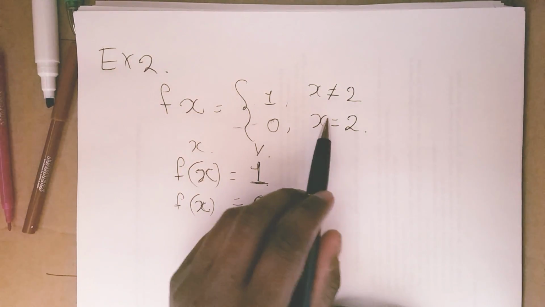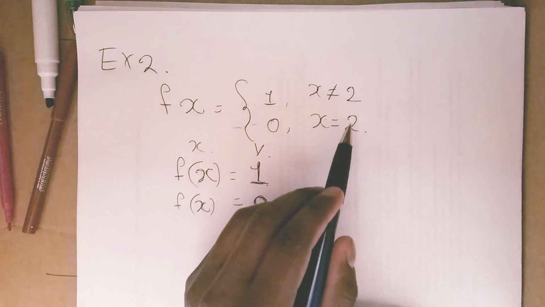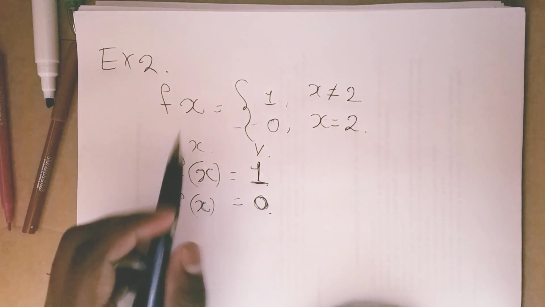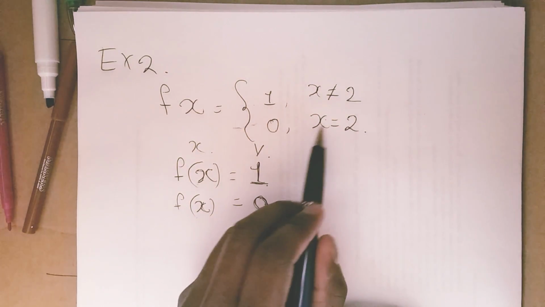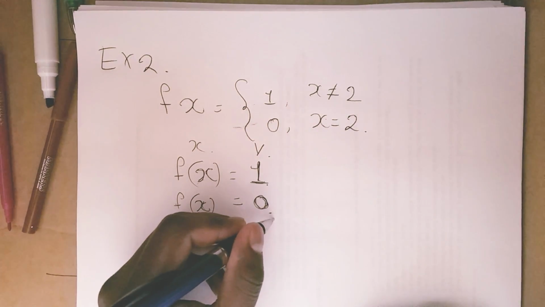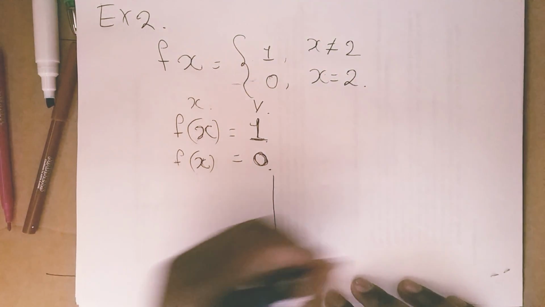Well, in this case, they give me the x value, they say x is 2. So this 2 goes here, this 2 goes here. This is 1 when x is not equal to 2. So this 2 goes here, x is equal to 2. So if you had to plot this on a graph, I'll plot this on a graph now.